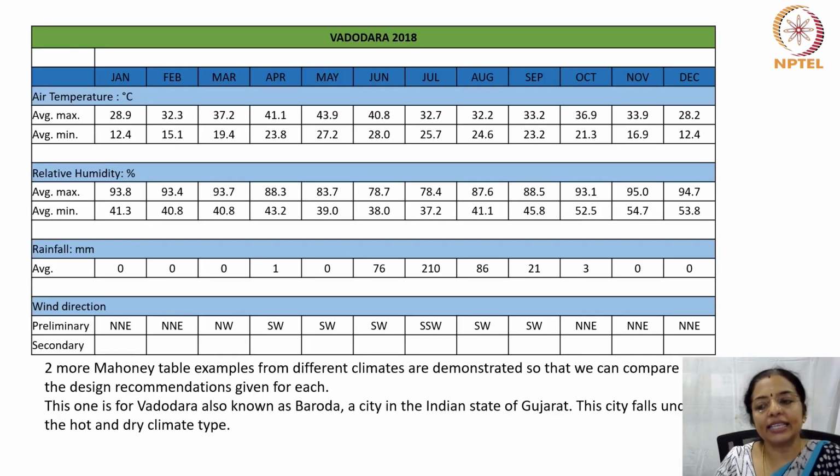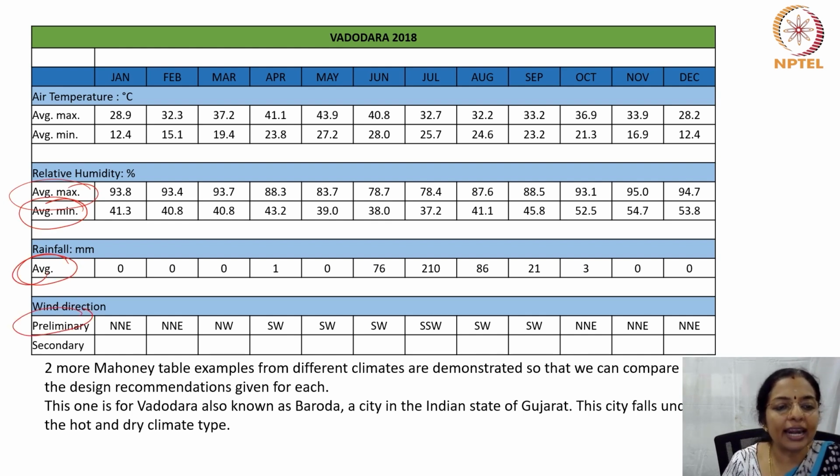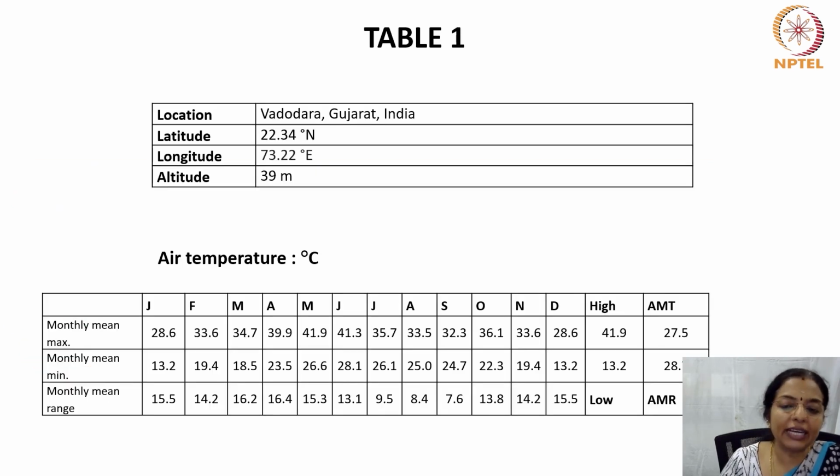Like this, now we have seen for Chennai. I will demonstrate this similar thing but not so much in detail for Vadodara, which we consider as a hot dry climate, and I will also look at another cold climate and we will see what the outcome is. So for Vadodara, I have already filled the average maximum air temperature, average minimum air temperature, the average maximum relative humidity, average minimum relative humidity, average rainfall and the wind directions. So after filling this in the table, I have calculated the AMT and AMR and I have calculated their high and low here.